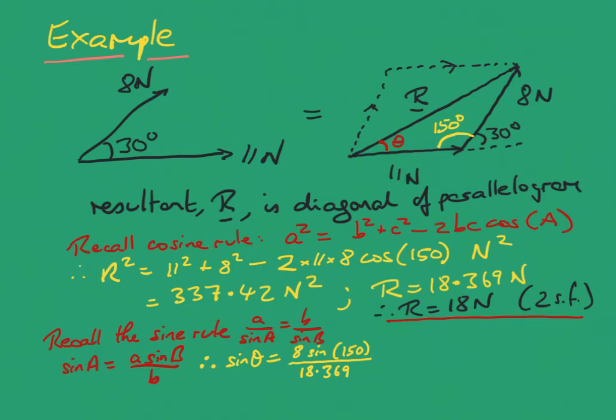And if we put that into a calculator, again, making sure that everything is evaluated in degrees, what we find is that theta is the arc sine, the inverse sine, of 8 times the sine of 150 over 18.369, and that emerges to be 13 degrees to the nearest degree.